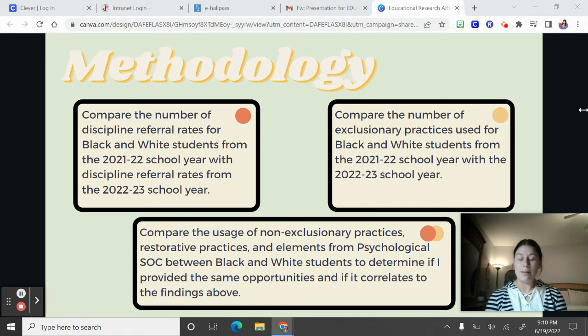Maybe I wasn't providing equal opportunity. And if not, let's find out where. Was it non-exclusionary practices, restorative practices, elements from psychological sense of community? Or possibly, if I was providing equal opportunity, are these methods not effective in my classroom? What do I need to do to change?